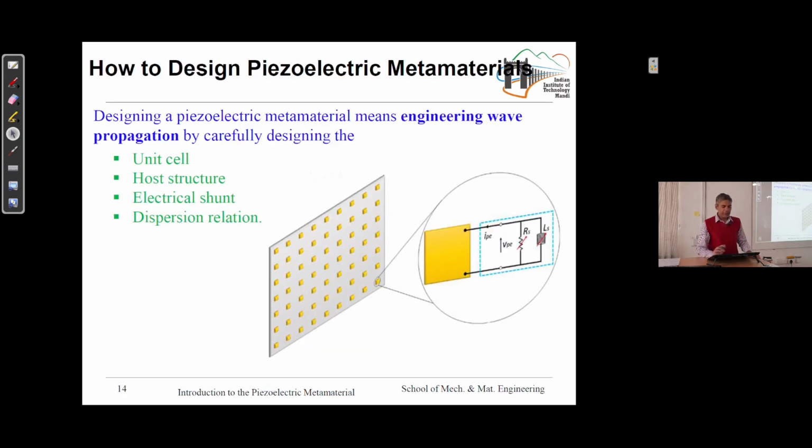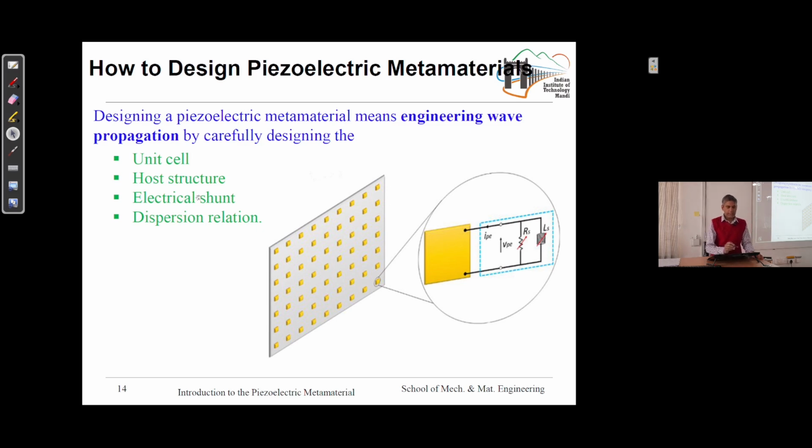Now, how to design a piezoelectric metamaterial? You can see the components of piezoelectric metamaterials. That is, we have the unit cell, right? We have the host structure, the so-called matrix, right? And then we have the electrical shunt. Then we have the dispersion relation, which I will let you know about. So these three things: first the unit cell, host structure and electrical shunt.